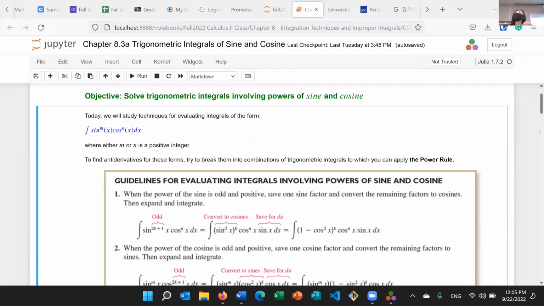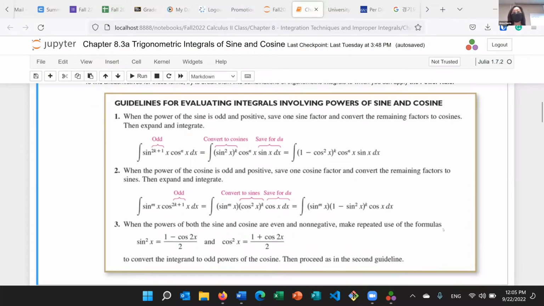So this is another algebra manipulation. That's what we're doing. We're going to manipulate the algebra so we can do the problem. It's something you do not know how to do yet, but you will learn today how to do it. The form would be sine to the m power and cosine to the n power, where m and n are some positive integers.